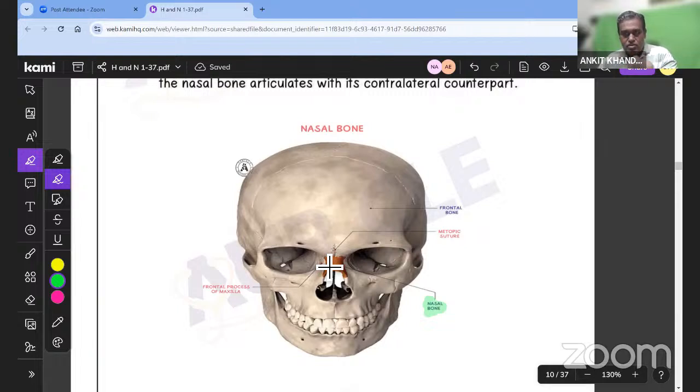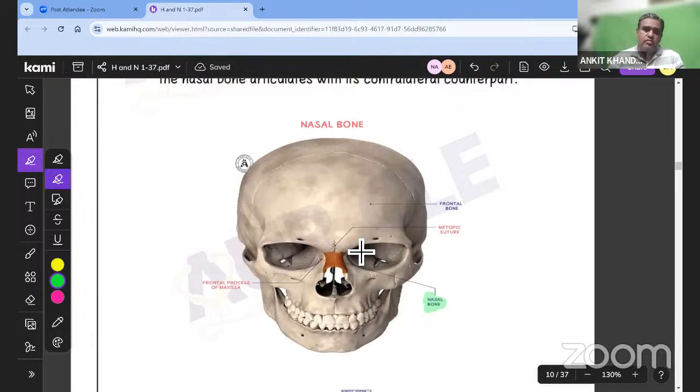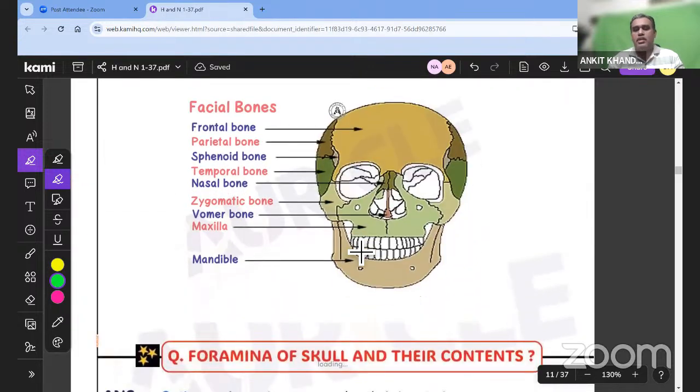This nasal bone. So if there's a punch over here, the nasal bones are one of the most commonly fractured bones. If the punch is over here, obviously the mandible will go. Because the punch is on the center of the face, there are very good chances that the nasal bone will be fractured. So remember that clinical point as well.